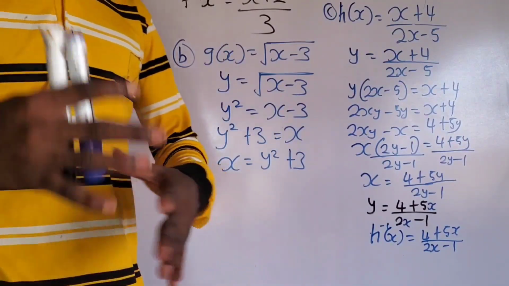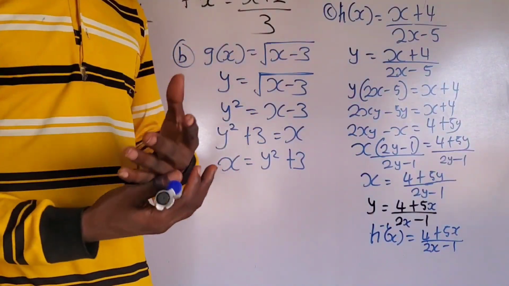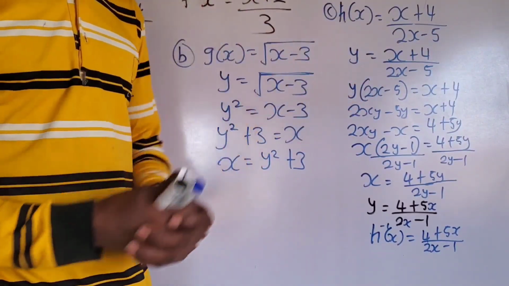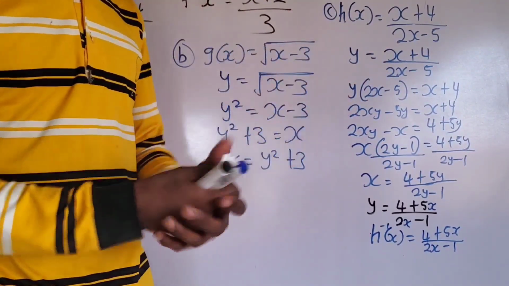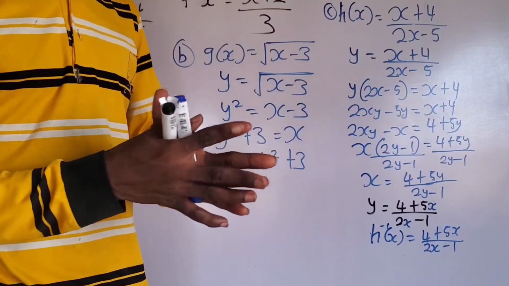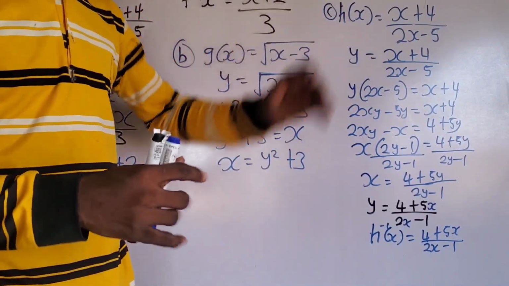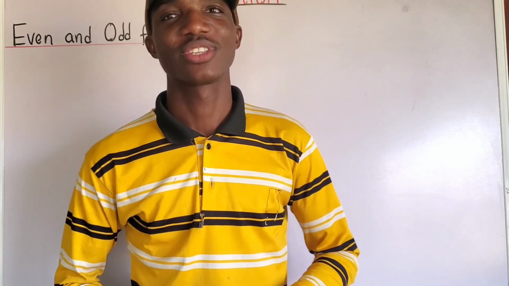Then when you are done making the variable that is the input the subject of the formula, you have to interchange that variable. The answer that you got will be the inverse of the initial function. Do you understand? In this class, we're going to talk about even and odd functions.